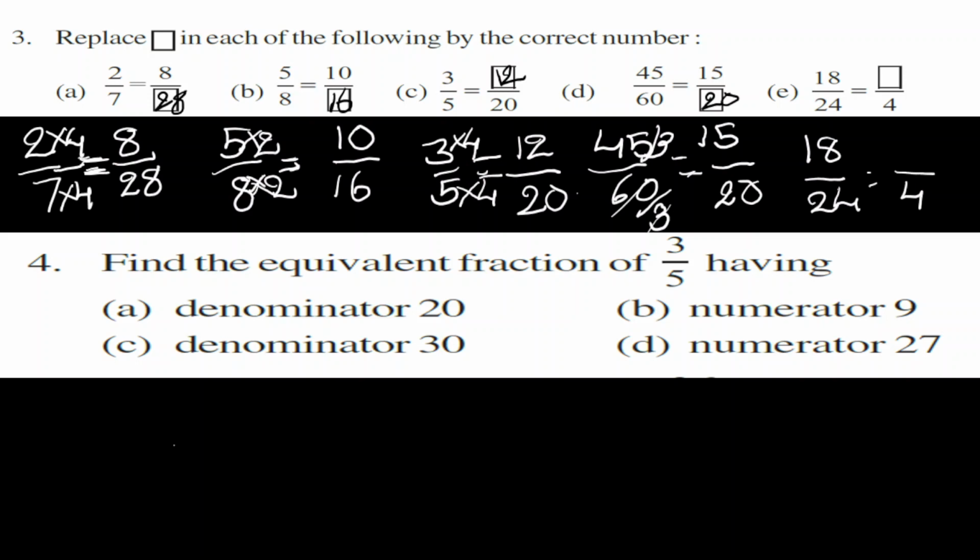And here the denominator became 4. So this 24 became 4. So we need to divide it by 6. Both the numerator and denominator have to be divided by the same number. So we are dividing it by 6. So the fraction became 3 by 4. Here we need to write 3.